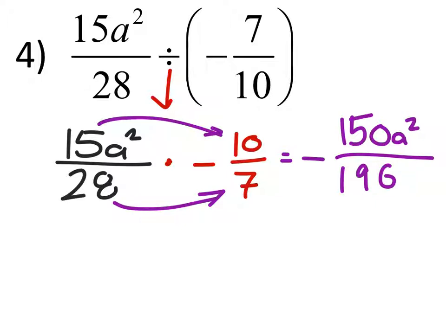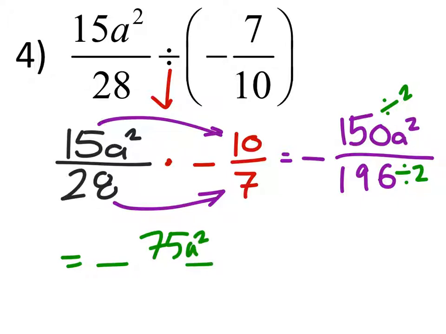And the only thing that I can tell here that is simplifiable is that the 150 and the 196 are even, so we should be able to divide these by 2. So that gives us a negative 75 a squared over 98.